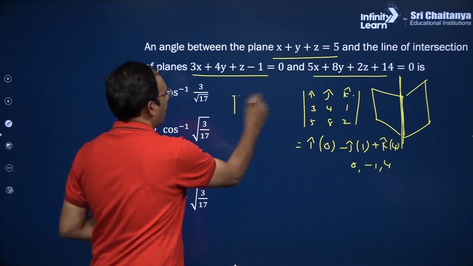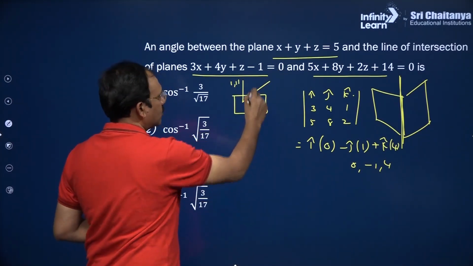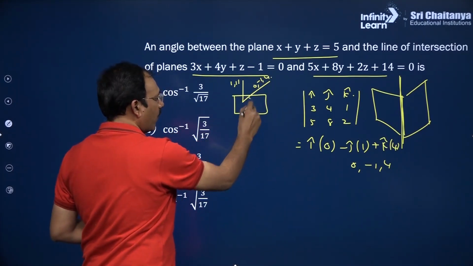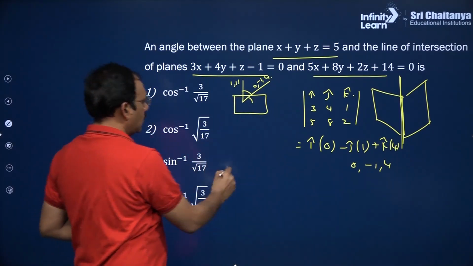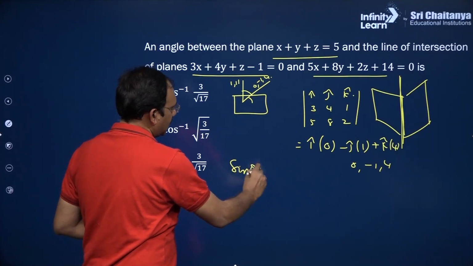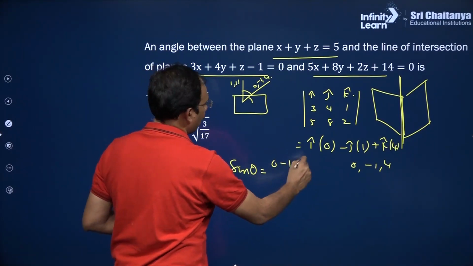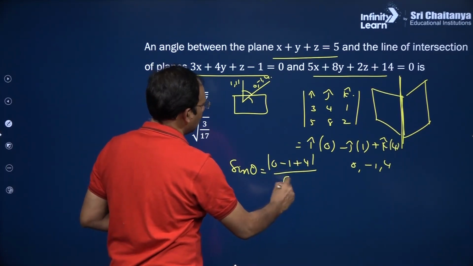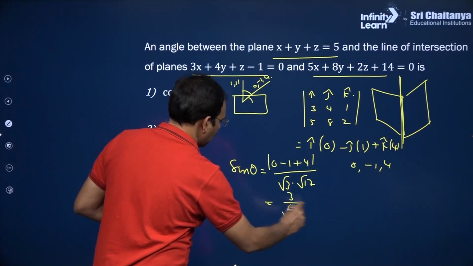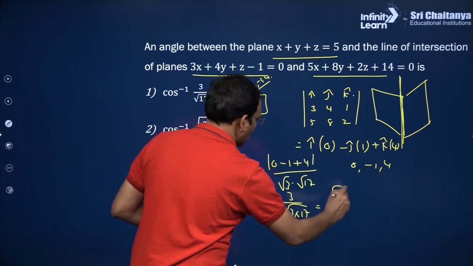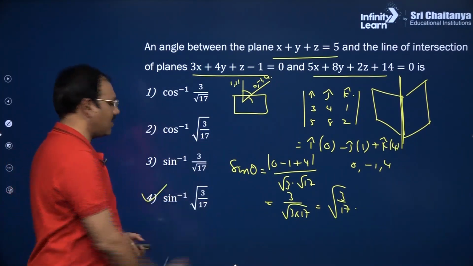Now this is one plane whose normal DRs are 1, 1, 1. There is a line whose DRs are 0, minus 1, 4. I want to find the angle between the plane and the line. If this is theta, this is pi by 2 minus theta. So cos of pi by 2 minus theta will become sin theta, which is equal to the dot product of these two, modulus of 0 minus 1 plus 4, divided by root 3 into root 17, my dear friends, which is 3 by root of 3 into 17, so root of 3 by 17 is the answer. So theta is sin inverse of root of 3 by 17 is the answer, friends.